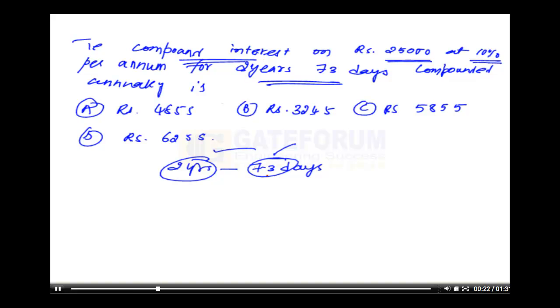So first we'll convert the 73 days into years. Now 73 days is nothing but 73 by 365, which is nothing but 1 by 5th of a year. Now don't say it's a leap year and so on. Generally we'll consider non-leap years.